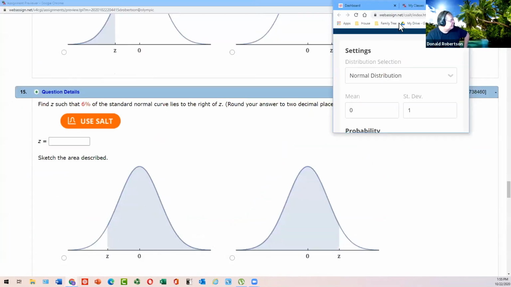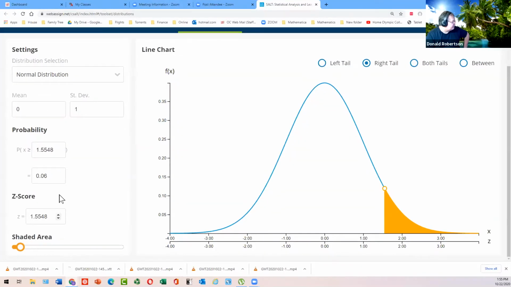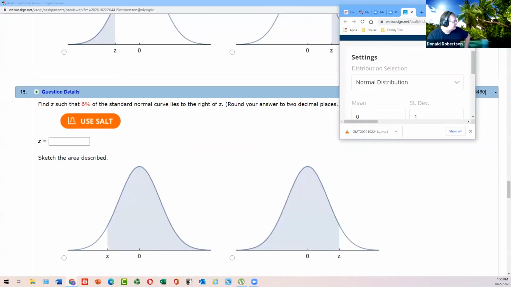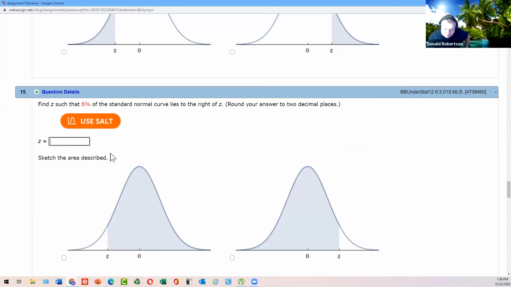That's to the right, and the number I want is 6%. Okay, now we got it. The correct answer, 1.5548. To 2 decimal places, 1.55.